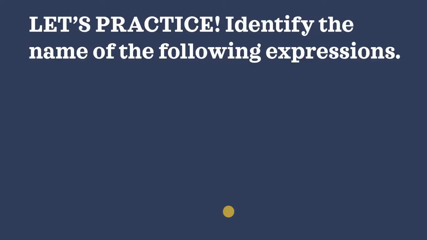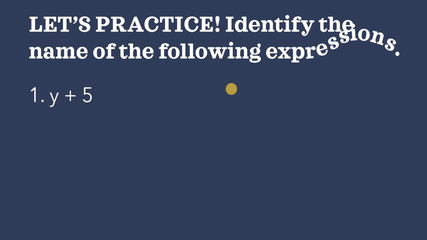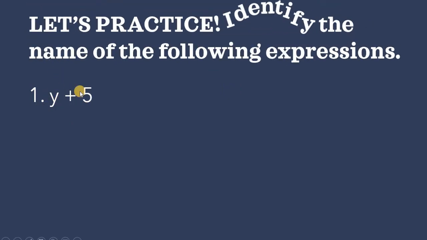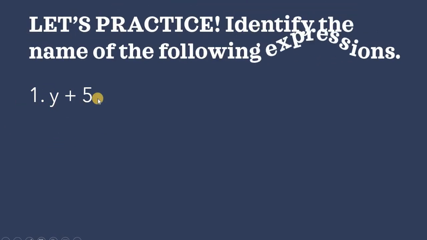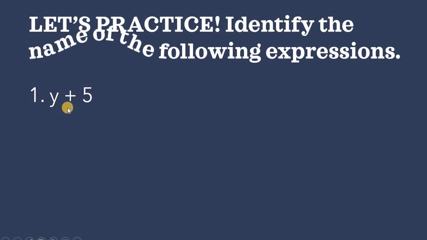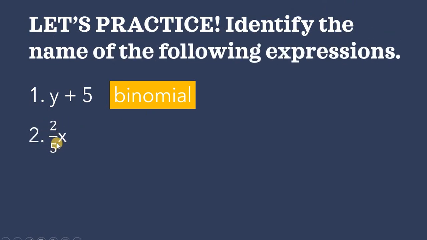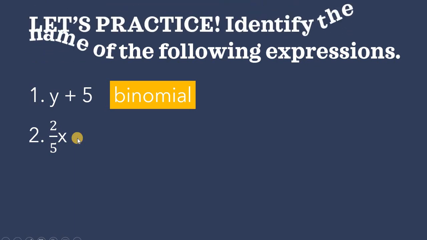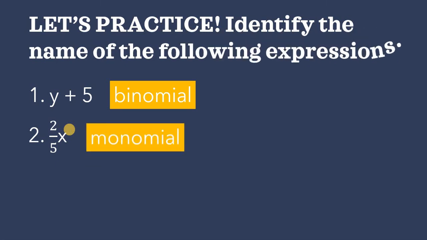Okay? Okay, let's practice. Identify the name of the following expressions. y plus 5. How many terms does it have? It has 2 terms. That's why this is a binomial. How about the 2/5 x or 2 over 5x? Ilang term? Only one term. So that is a monomial.